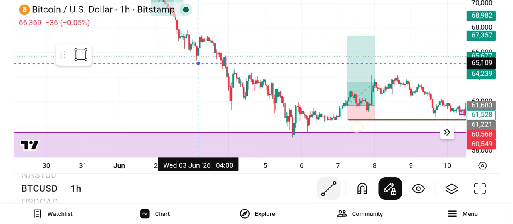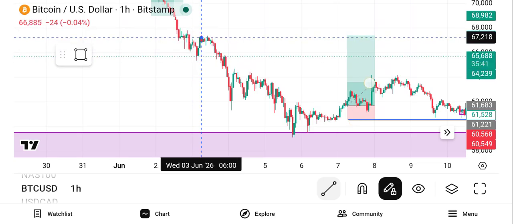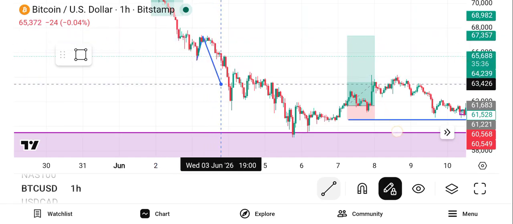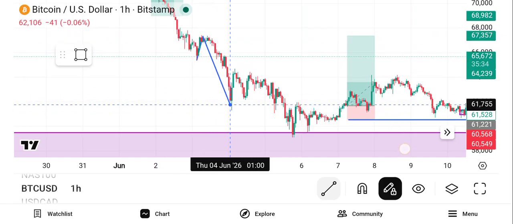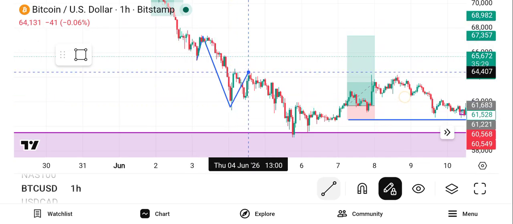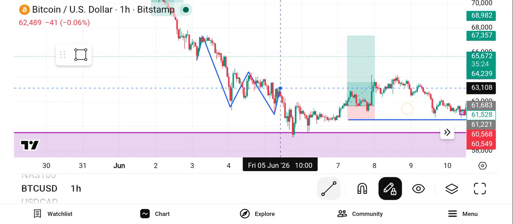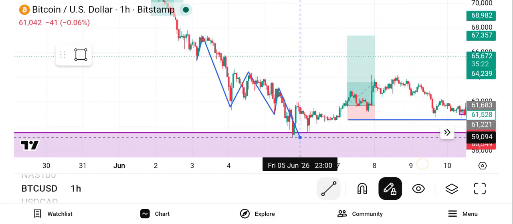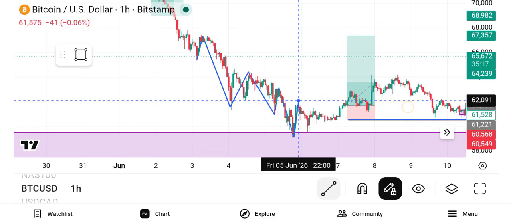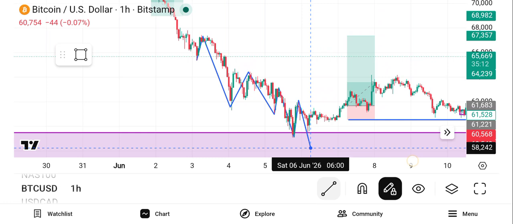How do you know that the market is in a downtrend? When the market is creating a series of lower lows, you can see it creating lower lows, lower highs, lower lows, lower highs, and then lower highs.